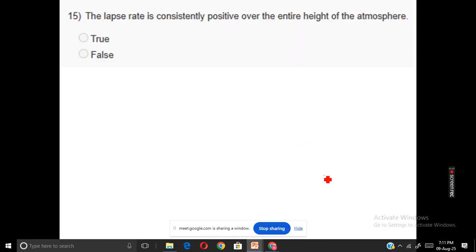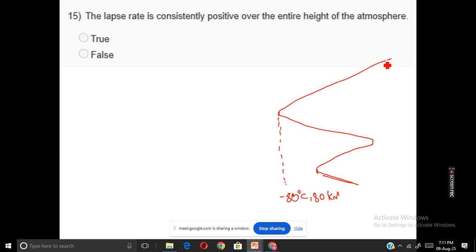So it is like this. In the troposphere, the temperature is decreasing as we go up, and we have the stratosphere where it is increasing. Then we have the mesosphere where it decreases. It reaches the lowest temperature point in the Earth's atmosphere, around minus 80 degrees Celsius, at a height of around 80 kilometers. Then we have the thermosphere where the temperature again increases, right? So the statement that the lapse rate is consistently positive over the entire height of the atmosphere is false.